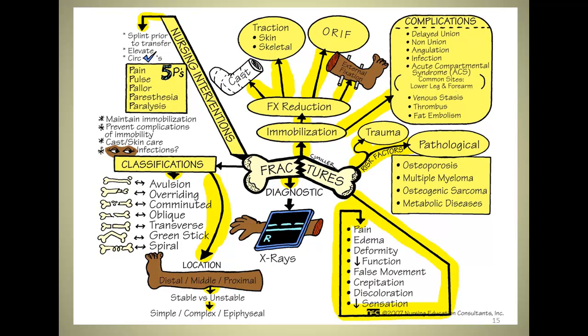Okay, so you want to maintain immobilization and prevent complications of immobility. That's a concept. Prevent complications of immobility. So you think about that: everything that could fall under that umbrella should be starting to run through your head. What are my 5 P's? What are the other issues of that immobility? Can that person move on their own? Are they safe to move on their own? Maybe they can move on their own, but they shouldn't be.